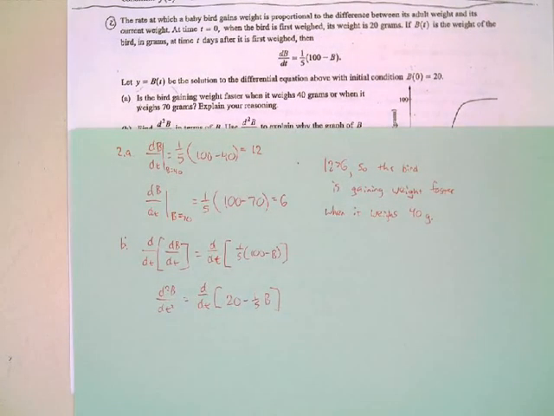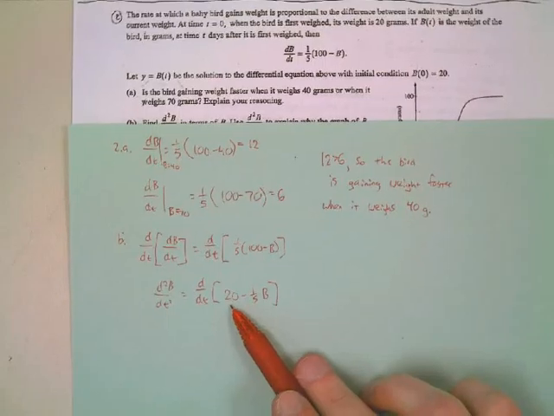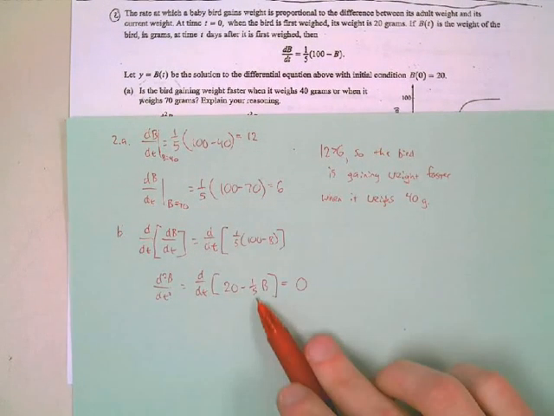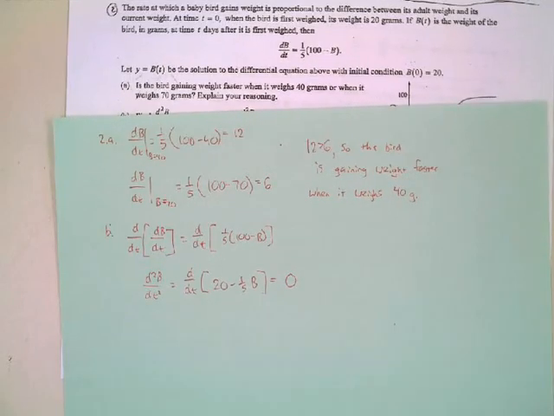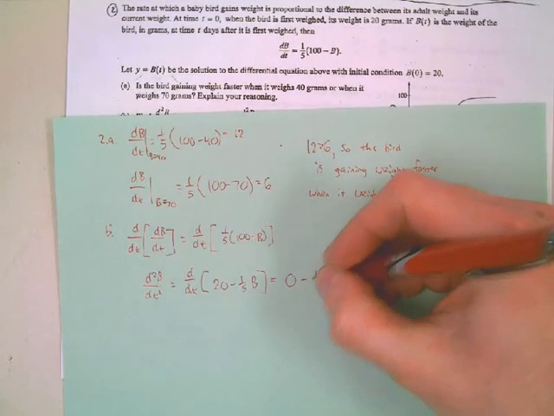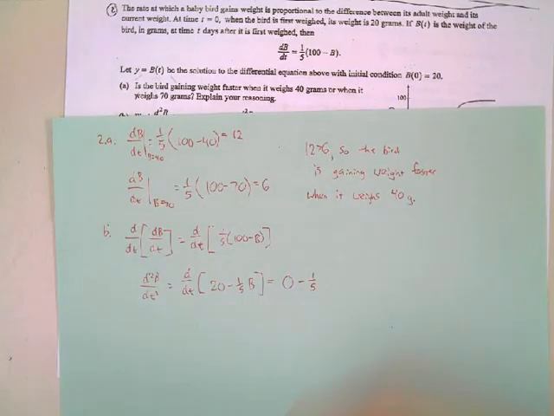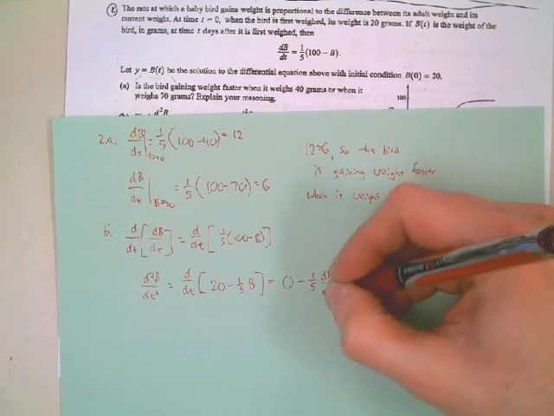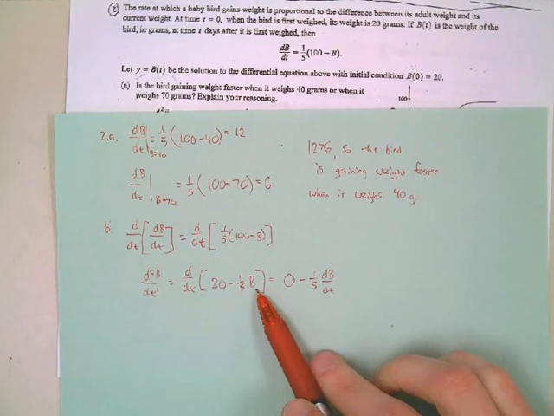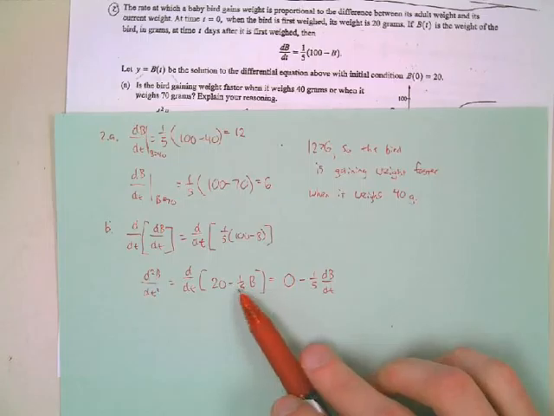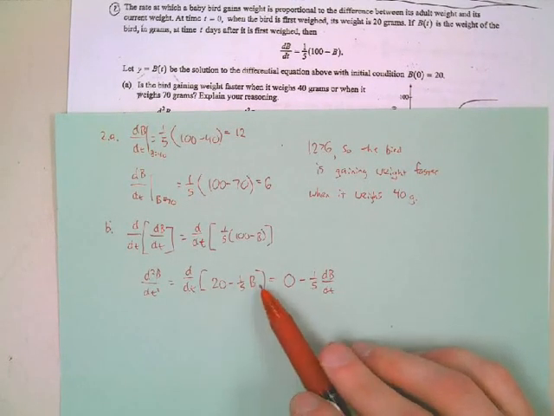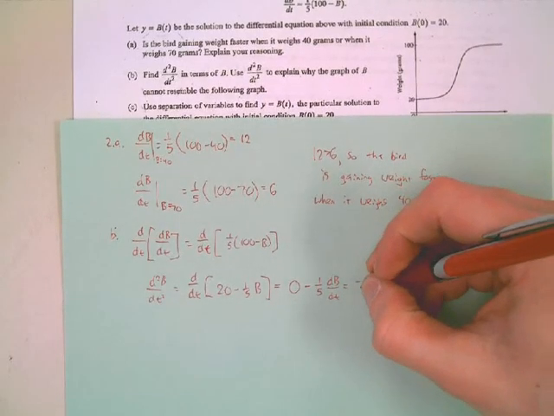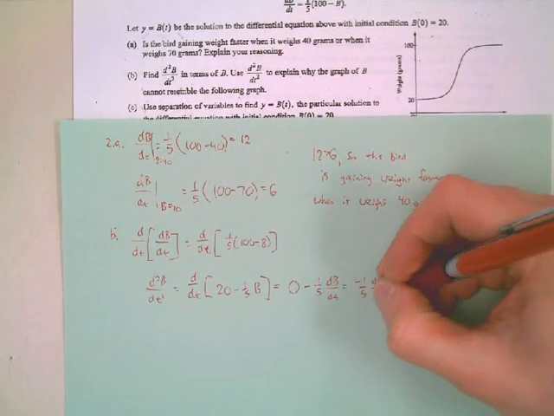Okay. And what's the derivative of 20 with respect to time? 0, so it goes away. What's the derivative of negative 1/5 B with respect to time? Negative 1/5. Not dt, dB dt. Okay? This is like taking the derivative of y. Because we're taking the derivative with respect to t, but it's a B, so we have to write it as dB dt. Okay? So really then we just have negative 1/5 dB dt. Okay?